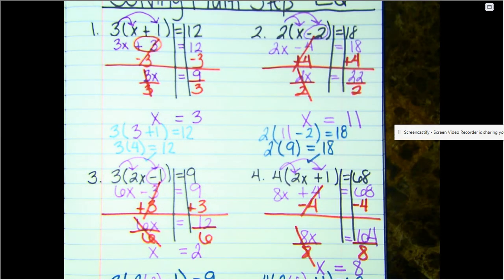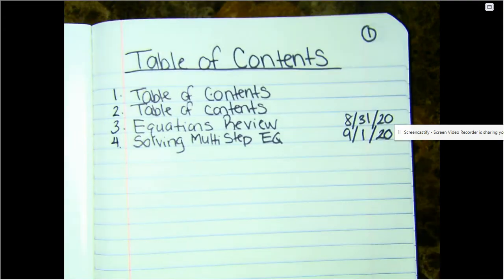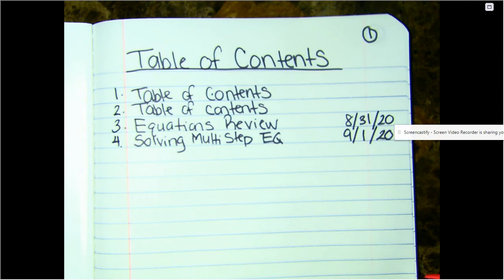Again, this goes on page number 4 of your notebook. And we're also making sure that our table of constants is staying complete and up to date.